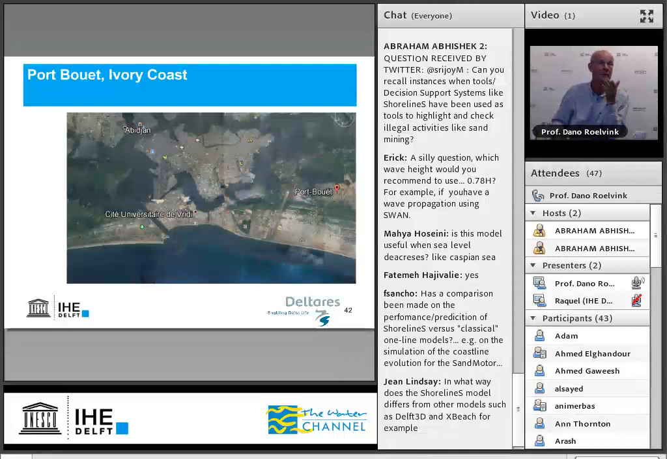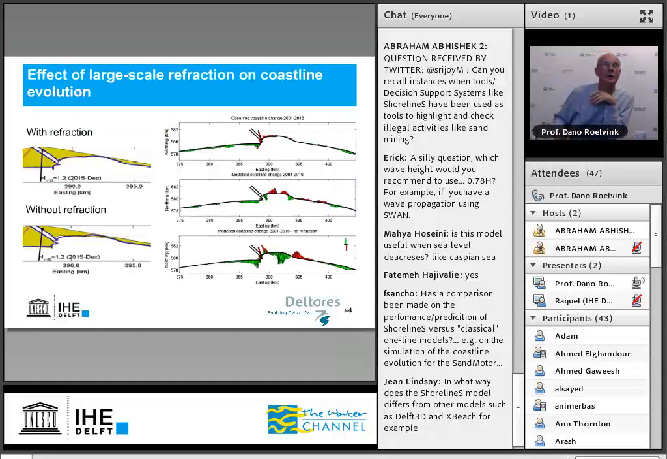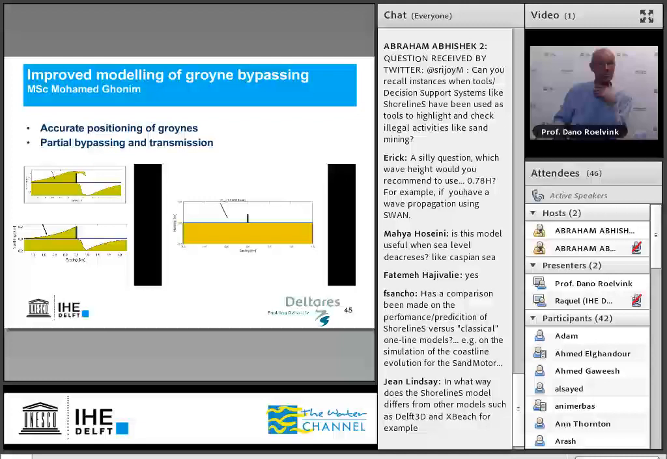One of the things is this: on the left, the dark blue is a very deep area called the trou sans fond, the hole without the bottom. And on the right, you see in the colors how the wave direction changes because of this canyon. Where it's yellow, the waves turn to the east, and where it's blue, the waves turn to the west. And because of this, if you take that into account, with refraction on the bottom, on the top left, you reproduce this kind of coastal orientation, whereas on the bottom left, if you do not take that into account, the coast is just very straightened out and isn't represented well at all.